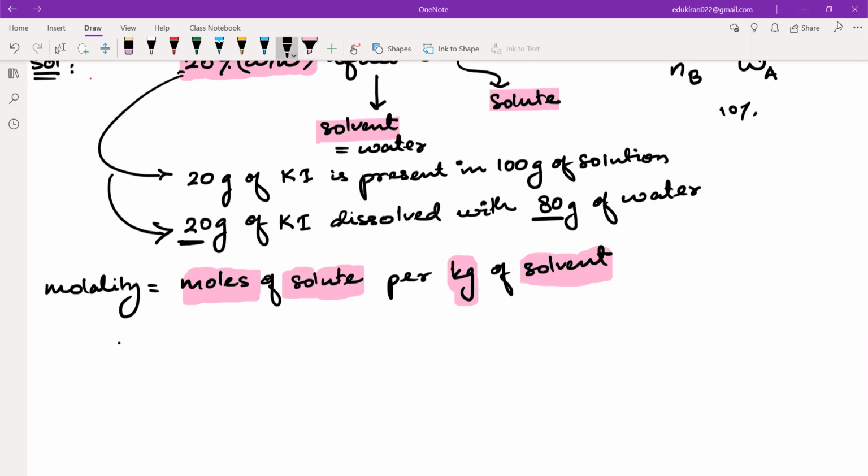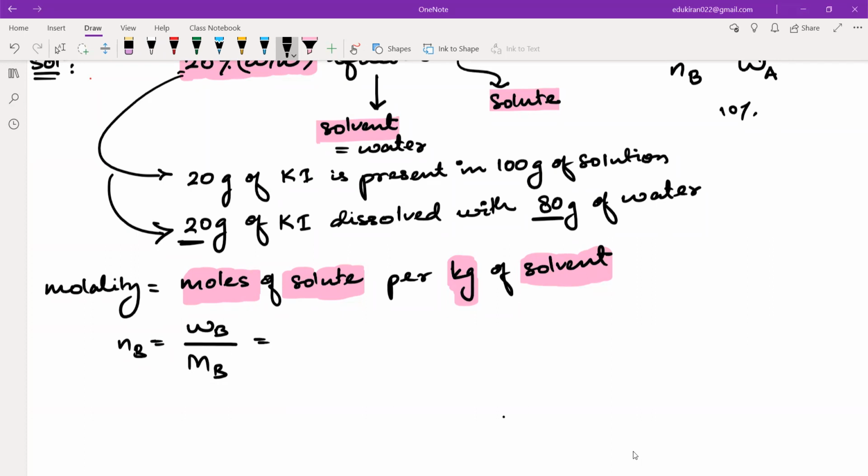Number of moles of solute. So what I will do, NB will be equal to the WB, that means the given mass of solute divided by the molar mass of solute. You know this formula for calculating number of moles, yes or no? Yeah, I've seen. Okay.